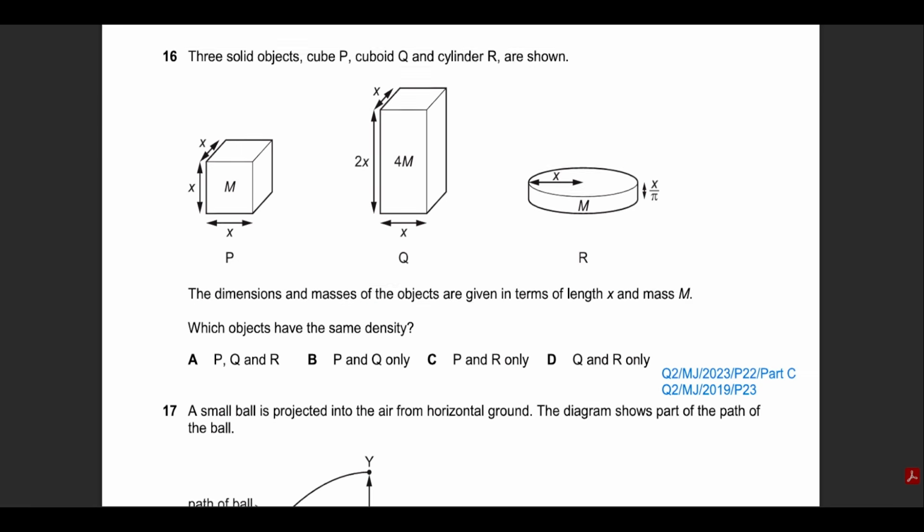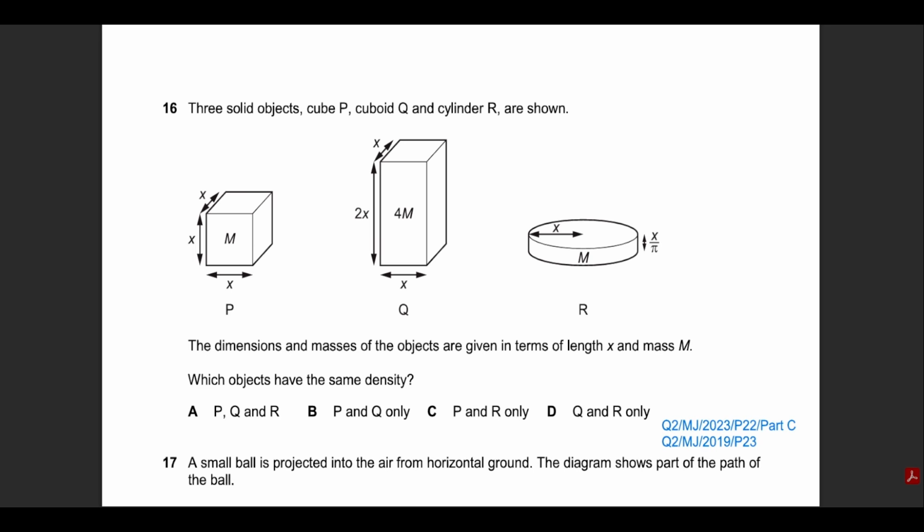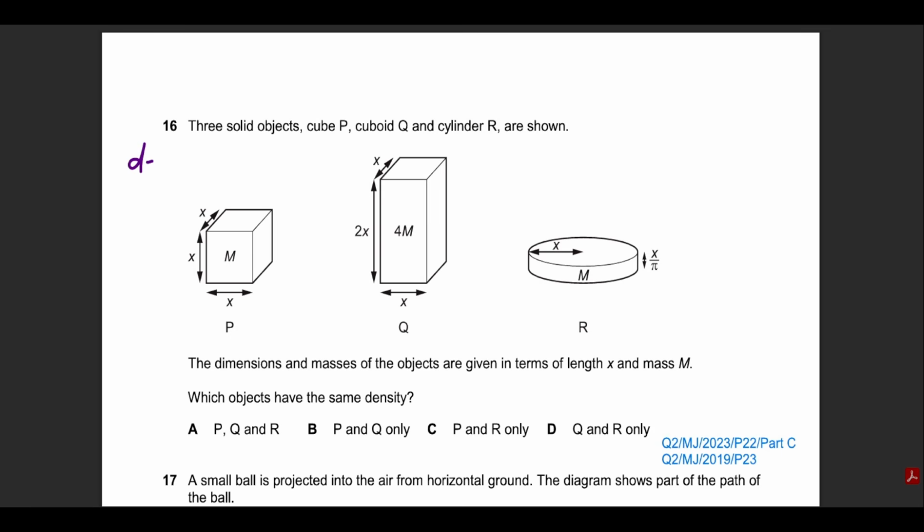So now we move to question number 16. Question number 16 just requires a bit of algebra. He wants you to find the same density objects. So let's find the density of object M. This is mass M divided by volume, which is going to be x cubed. Density of this object will become 4m divided by (2x) cubed, and density of r is m divided by the volume. Since it's a cylinder, this will be pi r squared h.